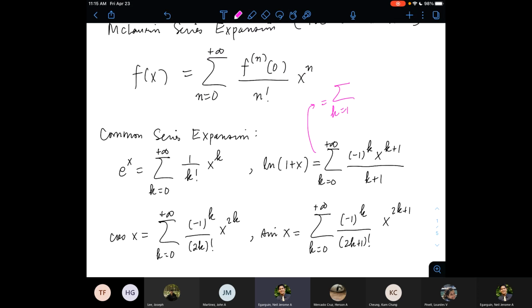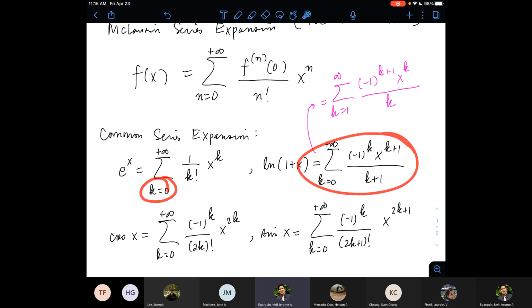I'm not sure what you use because different people have different preferences. Some will write it this way: -1 to the power k plus 1, x to the power k all over k. Is this the one in the lecture or in your notes? Yeah, in the lecture. Well, I chose this one simply because I want everything to start at 0, just to keep it uniform. But again, you can adjust the indices.